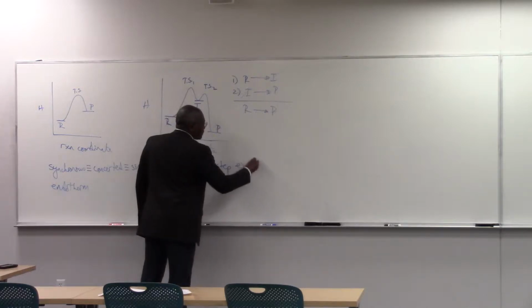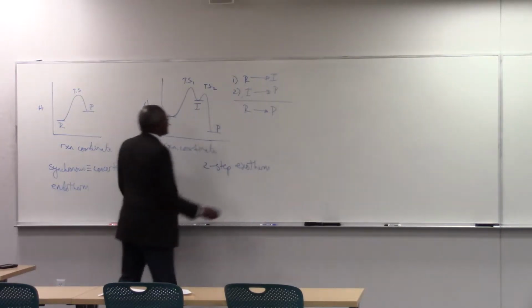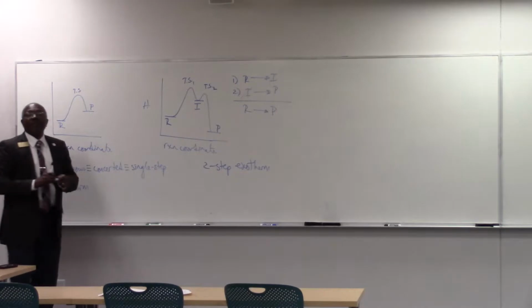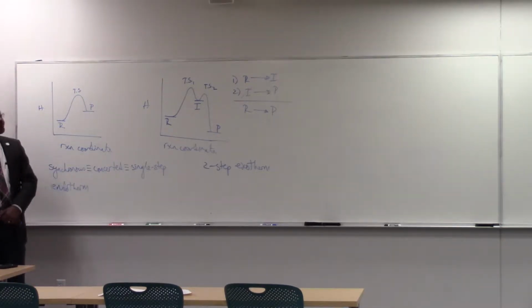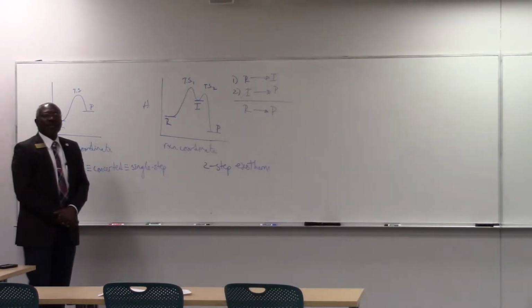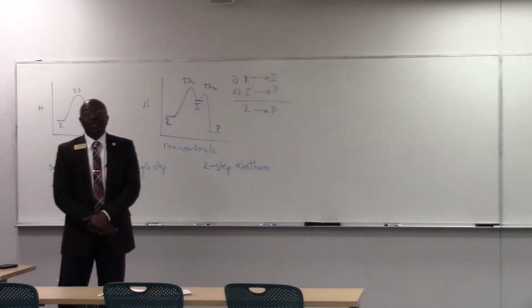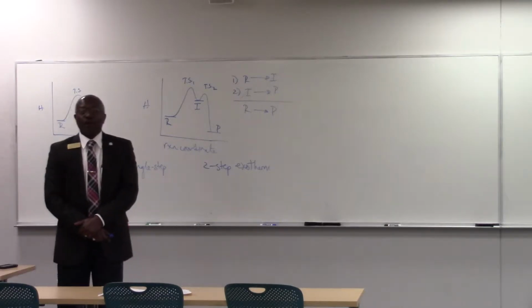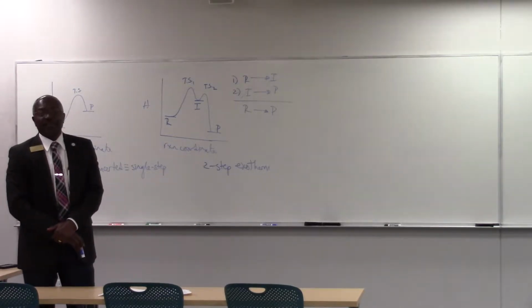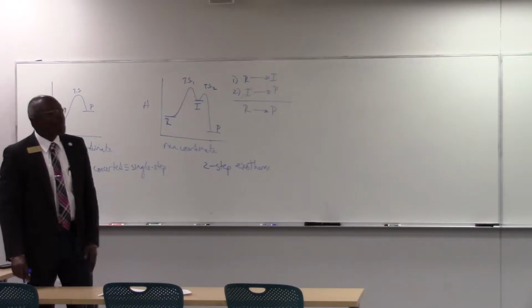Exotherm. I would say that is a two-step exotherm. But I can do more. Of those two steps, one of them is faster than the other. Right? One of those steps is faster than the other. How do I know that?